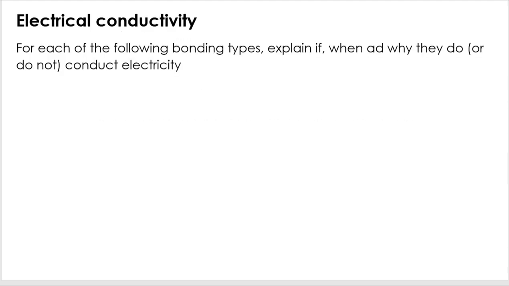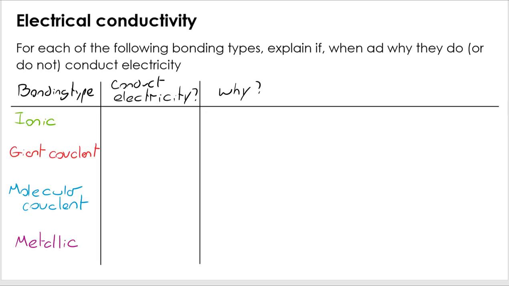Now for this section, I'm going to recommend you sketch out a table for each of the four bonding types and see what you can do to fill it in. So for ionic, giant covalent, molecular covalent, and metallic, can you remember whether or not they conduct electricity and why that is the case?